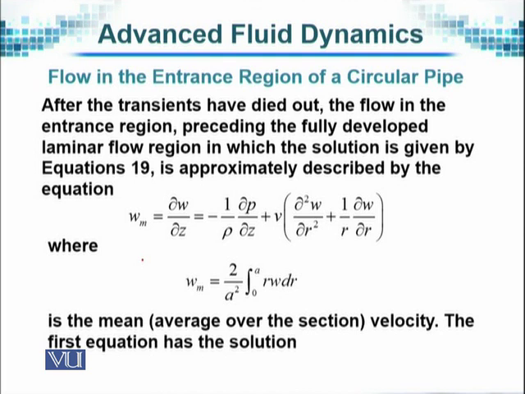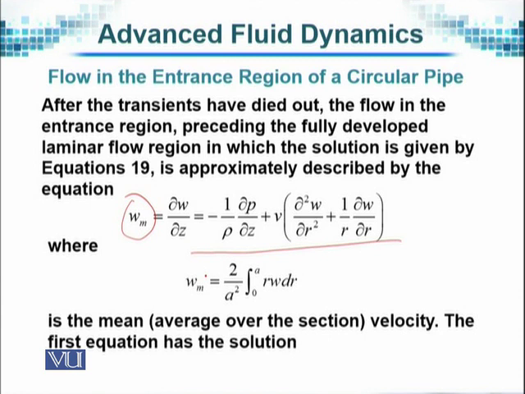the fluid flow is fully developed, and therefore it is represented by equation 19 that we have given earlier. It approximates the value of the velocity component, and the mean value of the velocity component is given by Wm equal to dw by dz, which is obtained to be of this value, where Wm is equal to 2 over a squared, the integral from 0 to a of r w dr. Wm is the average velocity or the mean velocity over the cross section.